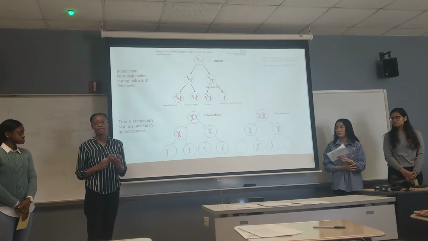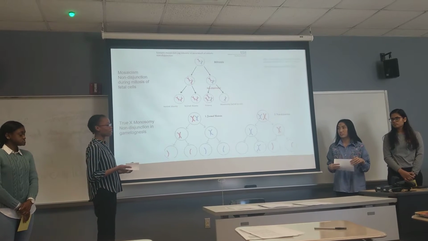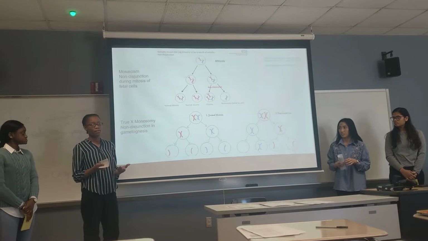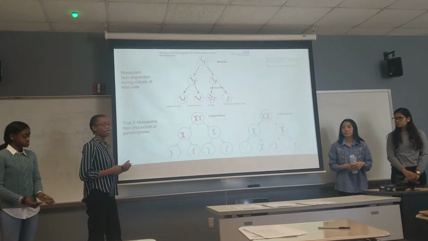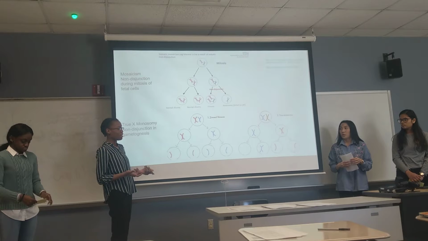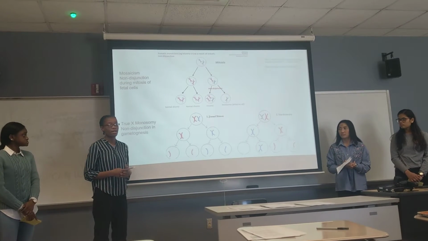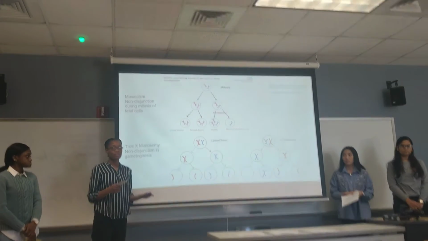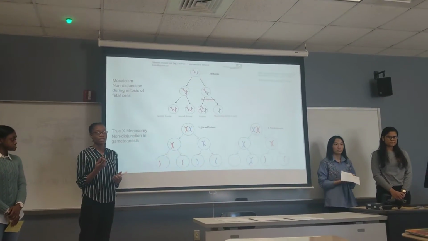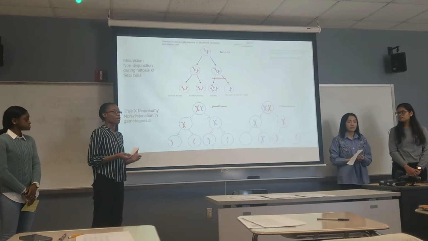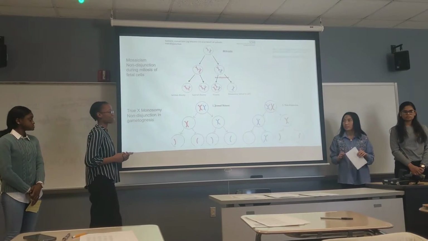However, Turner syndrome can also occur after fertilization during zygotic development. This occurs during non-disjunction in mitosis of the fetal cells, and this results in the same outcome where you have a line of cells that only have one copy of the X chromosome, while you have other cells that have 2 copies, 3 copies, and so on of the X chromosome.